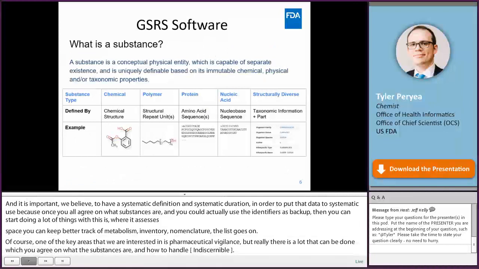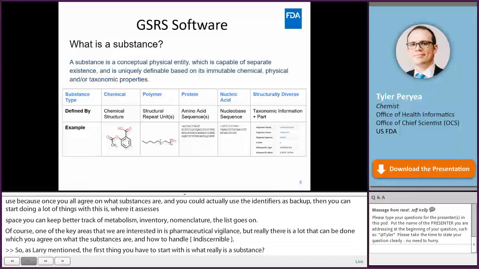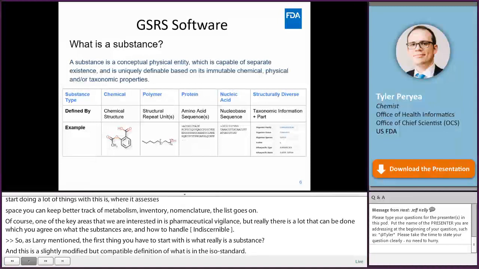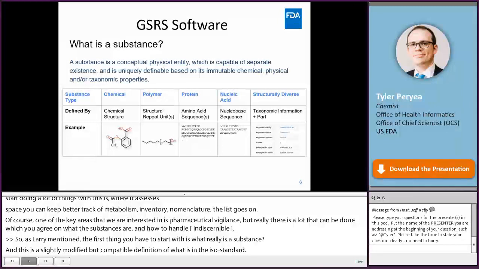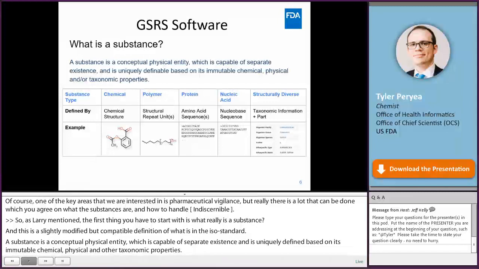So, as Larry mentioned, the first thing you have to start with is what really is a substance. This is a slightly modified but still compatible definition with what Larry presented and what's in the ISO standard. A substance is a conceptual physical entity that is capable of separate existence and is uniquely definable based on its immutable chemical, physical, and/or taxonomic properties. So it's a real material, but it's the concept of a real material, defined at some level of granularity.